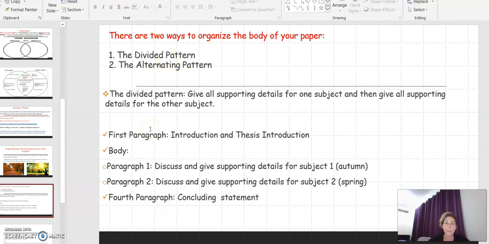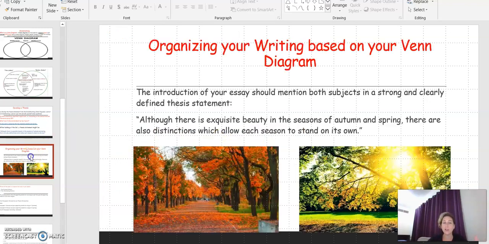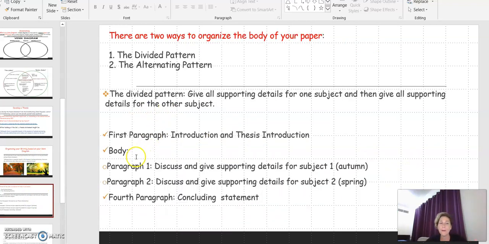How does it work? In the divided pattern, the first paragraph, as I said, is an introduction to the topic and the thesis statement that I just introduced about autumn and spring. In the body part, you have 2 paragraphs. In the first paragraph of the body, you discuss every supporting detail related to autumn. And in the second body paragraph, you give all the supporting details related to spring.